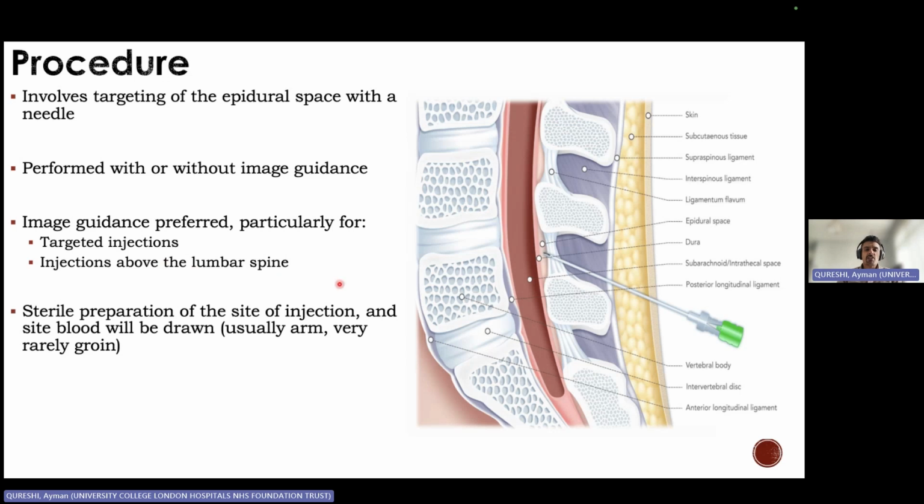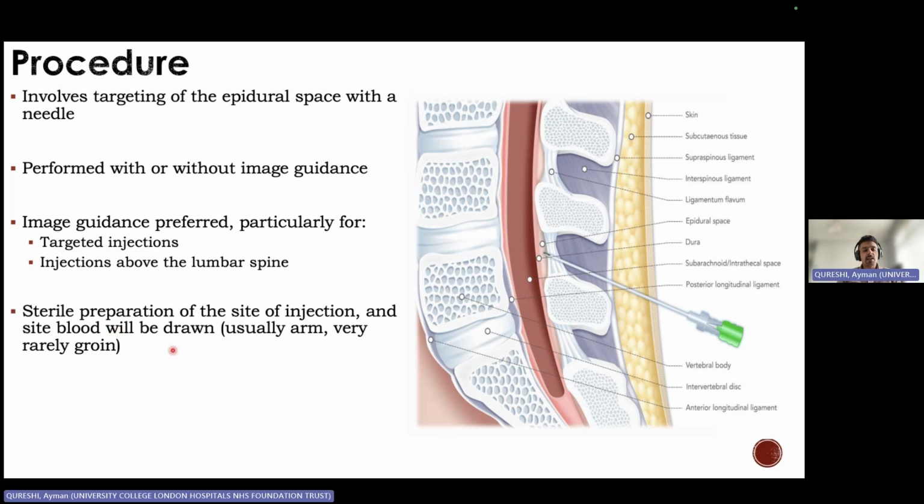And for any injections that are above the lumbar spine: down here in the lumbar spine, you don't have spinal cord. You've got the nerve roots that go down to the leg. So if your needle was to go through the dura, the chances of you hitting a nerve root are quite low. But if you went higher up to the thoracic region or even the cervical region, you've got less room for error, because a needle could theoretically cause spinal cord injury, and that would be very dangerous. So image guidance is quite useful in those scenarios.